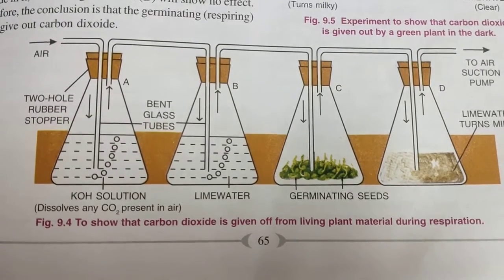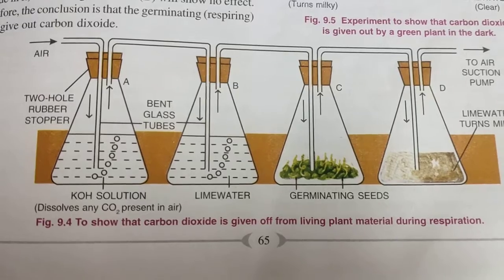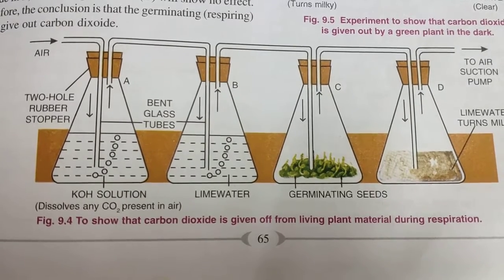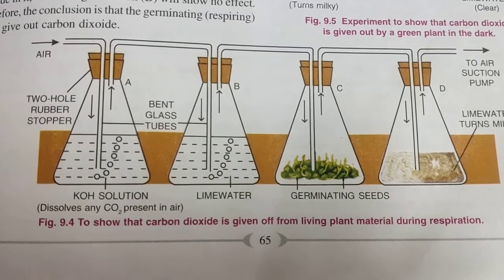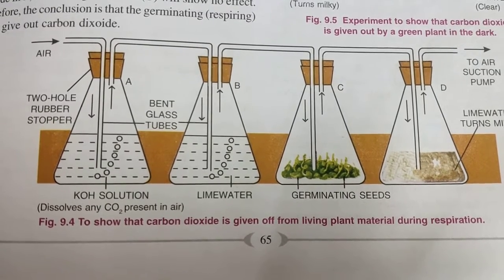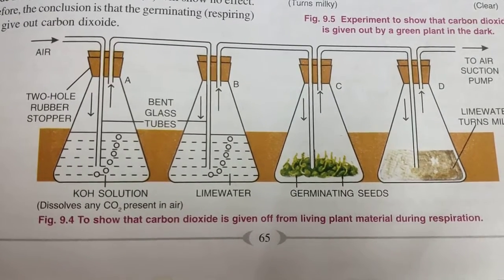The air drawn in conical flask A is cleared of any CO2 present in the air with the help of this KOH solution, because the air which is coming is dissolving all the CO2 in the KOH solution, right?